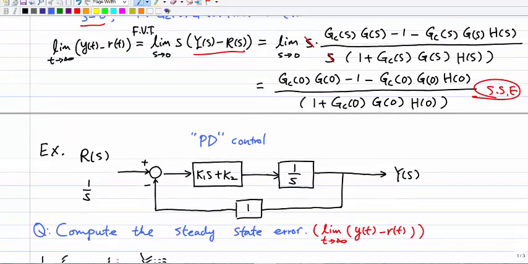All right. So the example I give you here is pretty simple. This is the system. It's very simple. This is just a single integrator. So this one in the time domain is just integration.